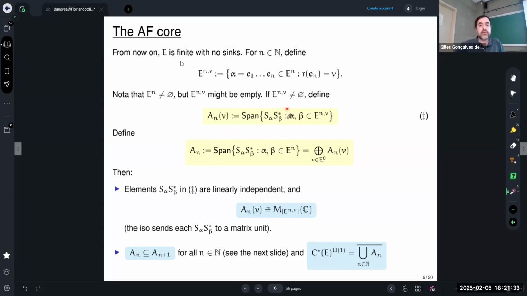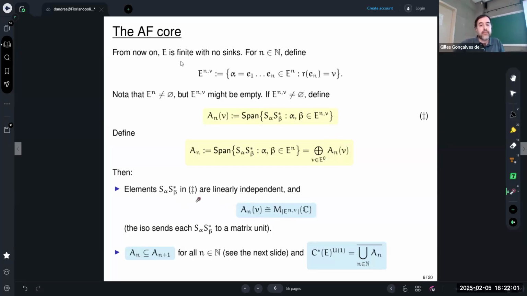And I don't put the closure here because we will show in a moment that this is finite dimensional. I mean, it's not that difficult to guess. If you forget about the range of the path and take the span over all paths of length n, you get something that is denoted by A_n. A_n is just the direct sum in the algebraic sense over all vertices of the A_{n,v}.